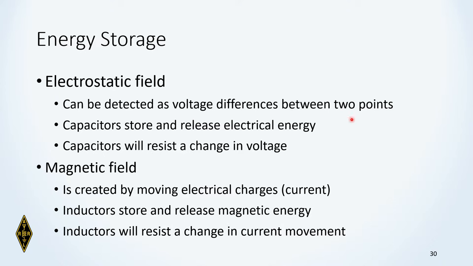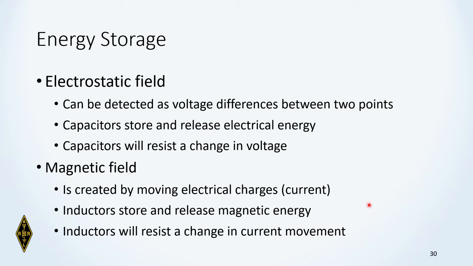An electrostatic field can be detected as a voltage difference between two points. If we charged a capacitor and then took away the charging voltage, then put a voltmeter across the capacitor, you could detect a voltage still being there. So capacitors store and release electrical energy, and they will tend to resist a change in voltage. Again, the voltage device concept.